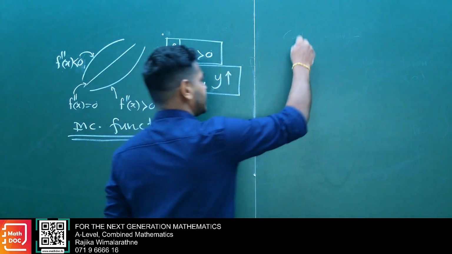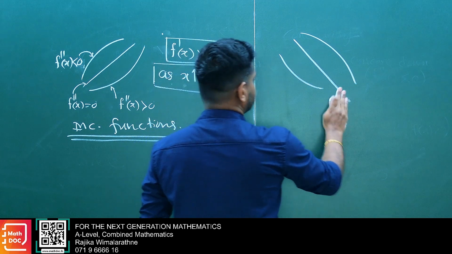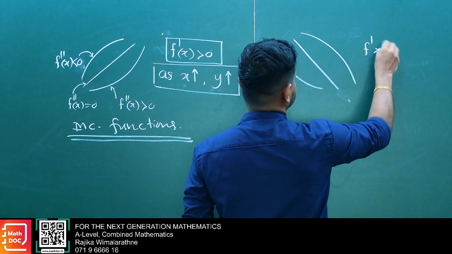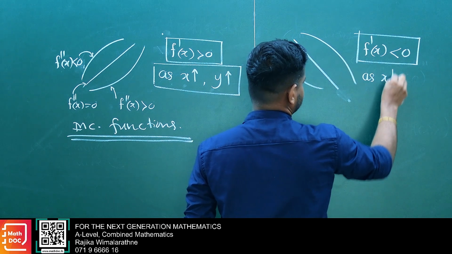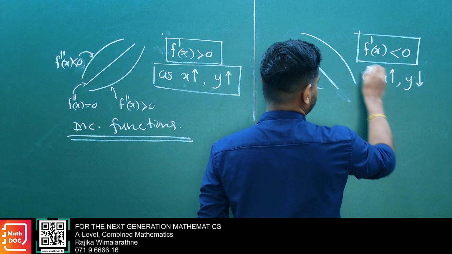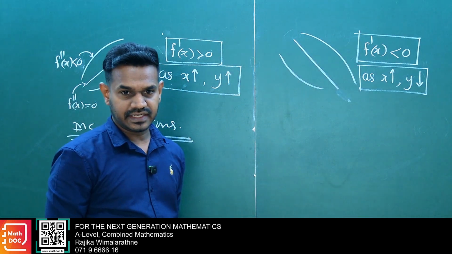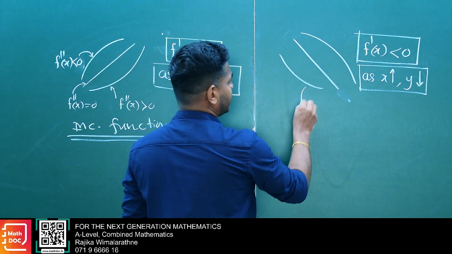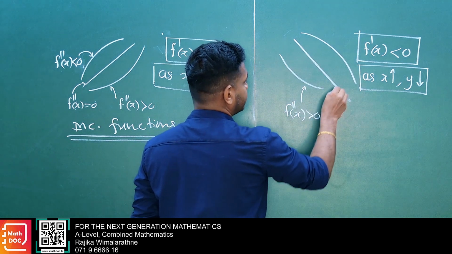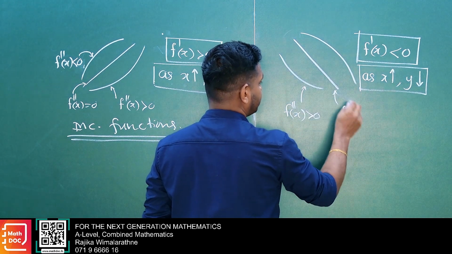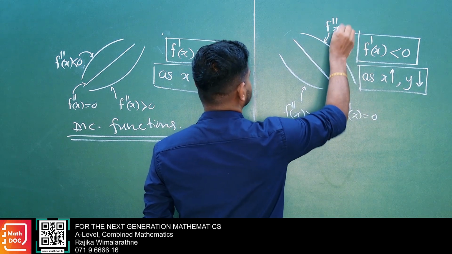Okay. Then similarly we have decrease in functions. So here there are three cases again. For all cases, f dash x negative for decrease in function. Then as x increasing, y decreasing, decrease in function. And for this case, f double dash x concave up, positive. For this case, f double dash x 0. And for this case, f double dash x negative.